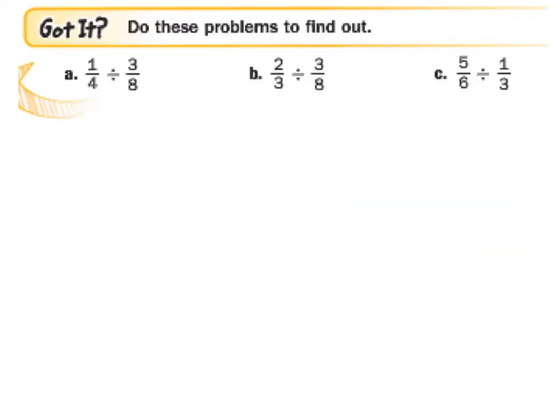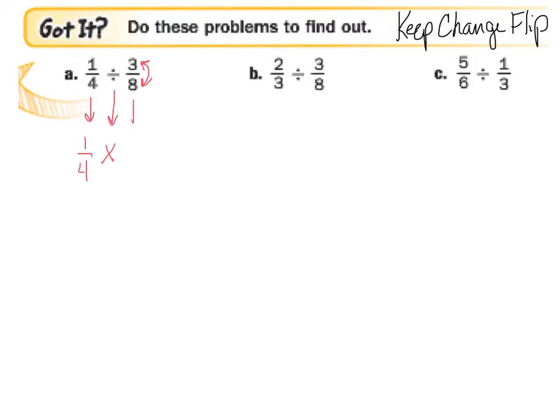So let's try a couple here, and remember, let's put our reminder up here. We're going to keep, change, flip. Yeah, that's the action, remember from the video? So I'm going to keep my 1 1/4. I'm going to change my division to multiplication, and then I'm going to use my reciprocal of 3/8, which becomes 8 over 3. Now I can go ahead and multiply. 1 times 8 is 8, and 4 times 3 is 12.